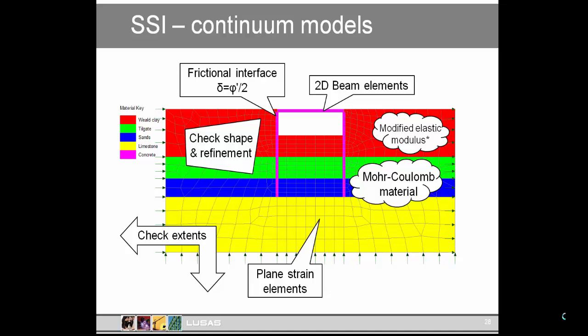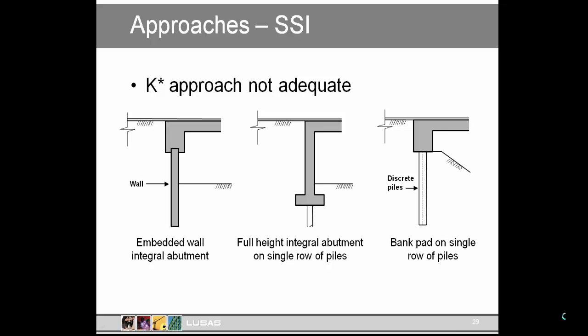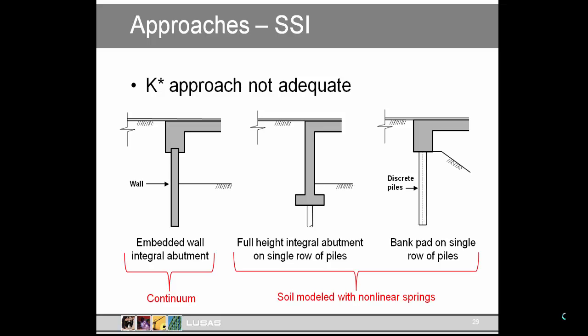And this approach is very suitable for embedded walls. But we still have the abutments or bank pads on piles, where lateral movement at the pile head does not infer plane lateral movement of the soil in the same way that movement of a retaining wall does. There may be some arching of soil between piles. There may not be so much. Some judgment is needed. This makes continuum models less attractive and the use of springs to represent the soil more attractive.